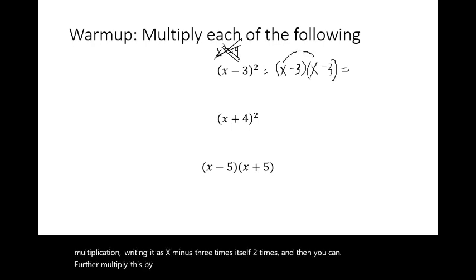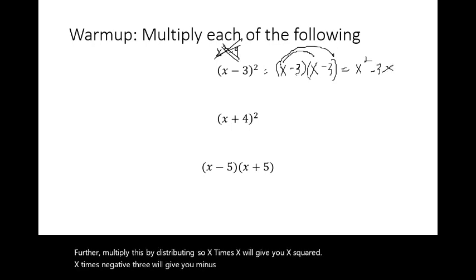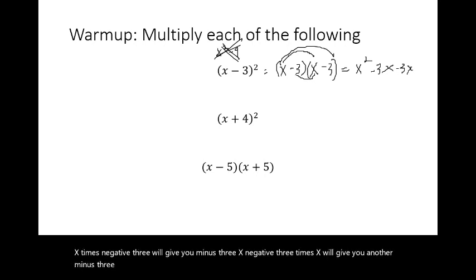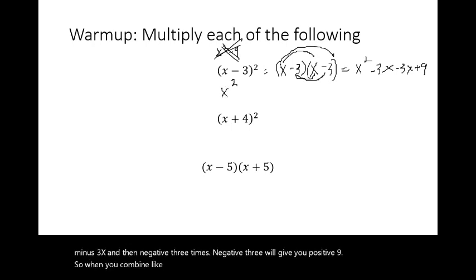So x times x will give you x squared. X times negative 3 will give you minus 3x. Negative 3 times x will give you another minus 3x. And then negative 3 times negative 3 will give you positive 9. So when you combine like terms, you will get x squared minus 6x plus 9.